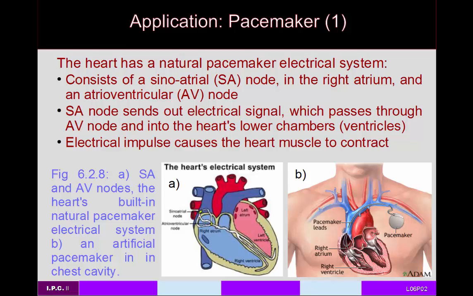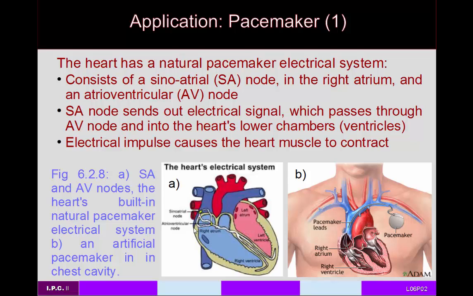So now that we've worked a few simple problems and seen the basic equations describing the charging time and discharging time of a capacitor, let's look at a few simple applications for all this. And the first application I wanted to look at is the pacemaker. So if you look at the heart, and here is a sort of cartoon of the heart, you can treat it as a natural pacemaker electrical system. It basically has its own built-in electrical system that works in the same way as our artificial pacemakers do.